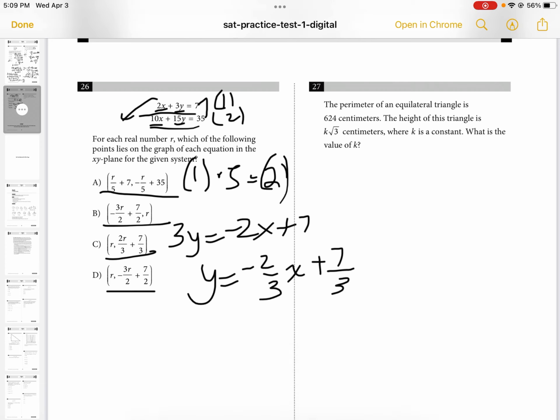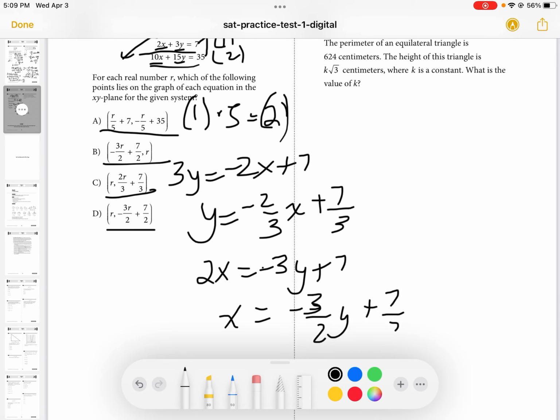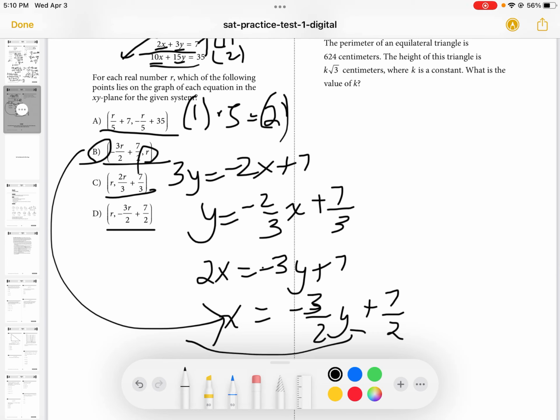Now I'm also going to isolate x. So I'm going to say 2x is equal to negative 3y plus 7. x is equal to negative 3/2 y plus 7 over 2. Now, if we look, what answer choice matches that? B matches the isolated version of x. We have our y value, r. When we put r in, it's just negative 3/2 r plus 7 over 2. That's what B is. So B is our answer.